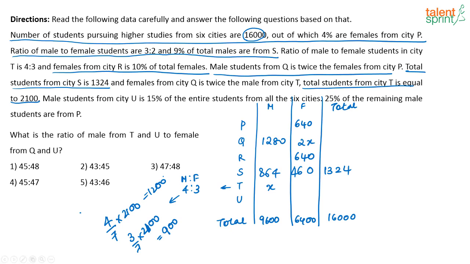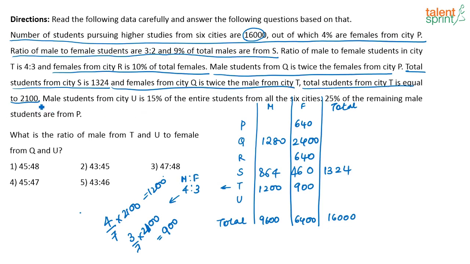If you look at city T, number of males that I have is 1200, right? So this x, value of x is nothing but 1200. So what will be 2x? 2x will be 2400 and this will be 900. That is also filled. Now what else is given? So this we have used total students.